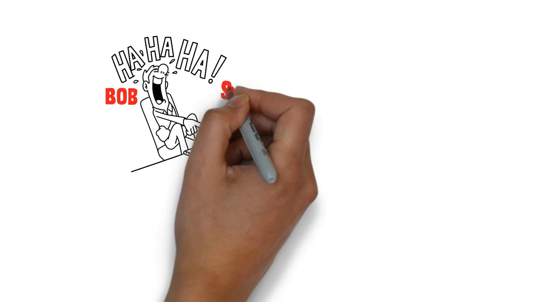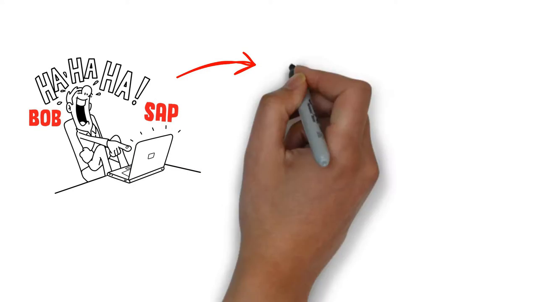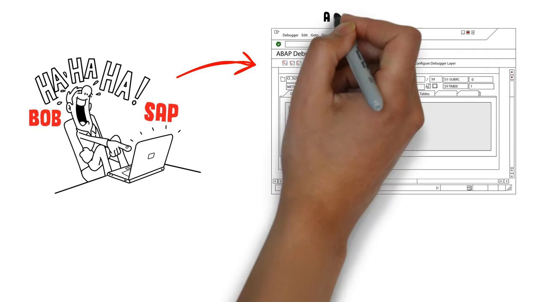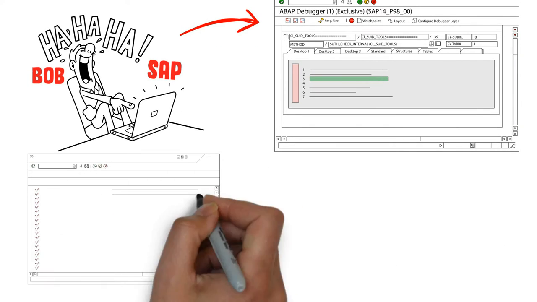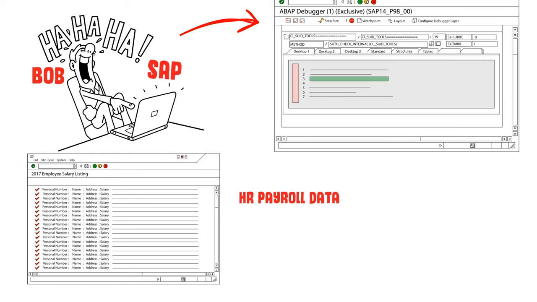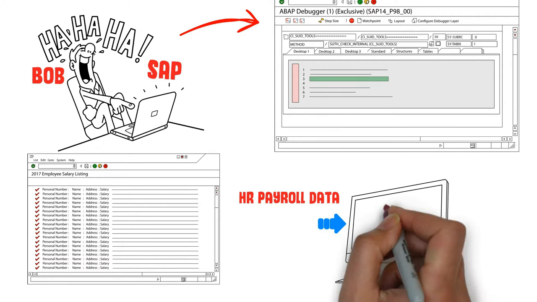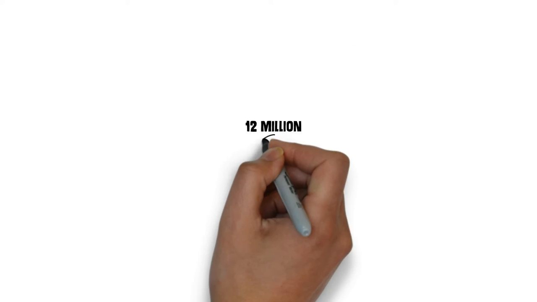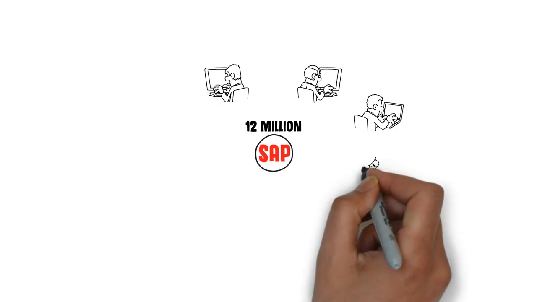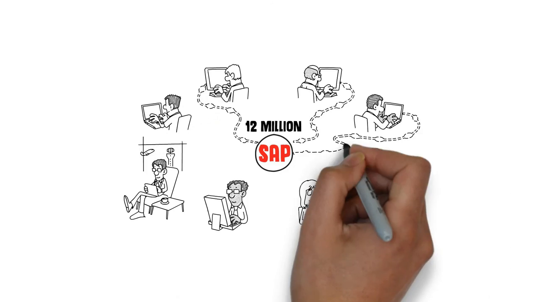Now meet Bob. He's a bad SAP user. Bob used the debug-replace function to bypass authorization restrictions. Bob didn't stop there. He went to look at restricted HR payroll data and transferred trade secrets to his PC using the SE16 transaction.